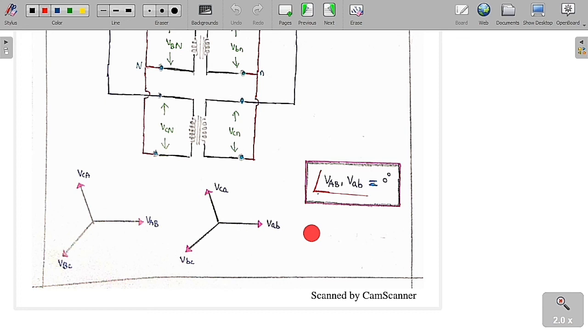So the same phase sequence and same phase shift means if the first transformer is star-star 0 degree, the second transformer should also be star-star 0 degree only. So this is the thing that you always have to remember.